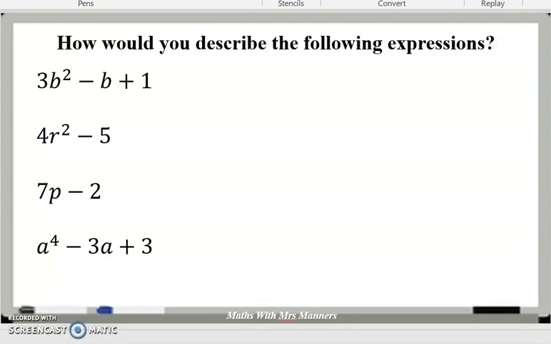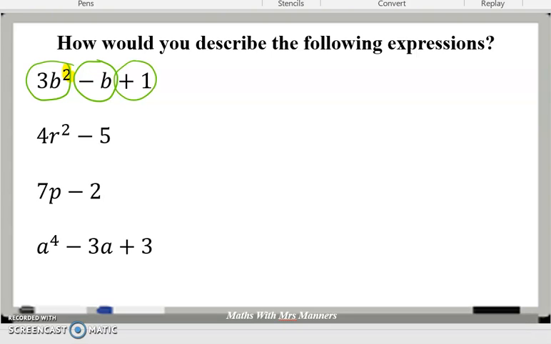All right, to finish up, let's just describe these expressions. How would I describe this? Think about what you've learnt. So you've got what degree is it? What does that make it? How many terms does it have? A couple of different words to choose from.